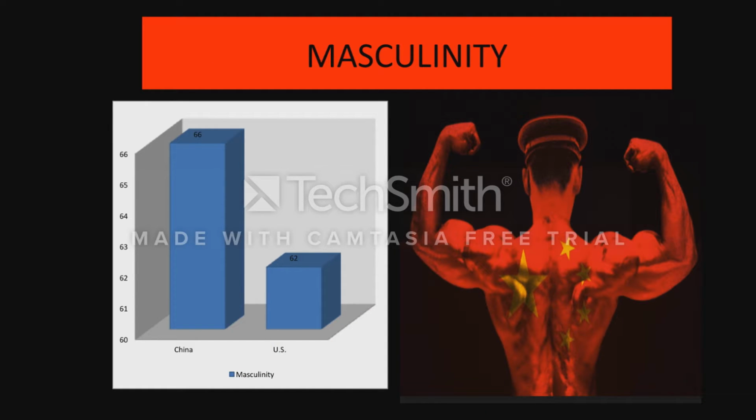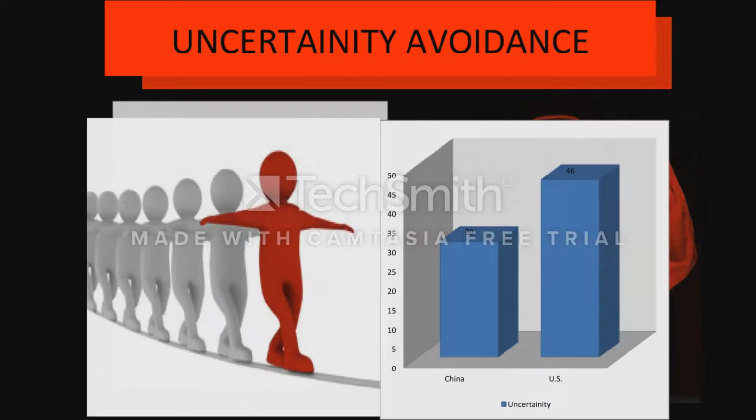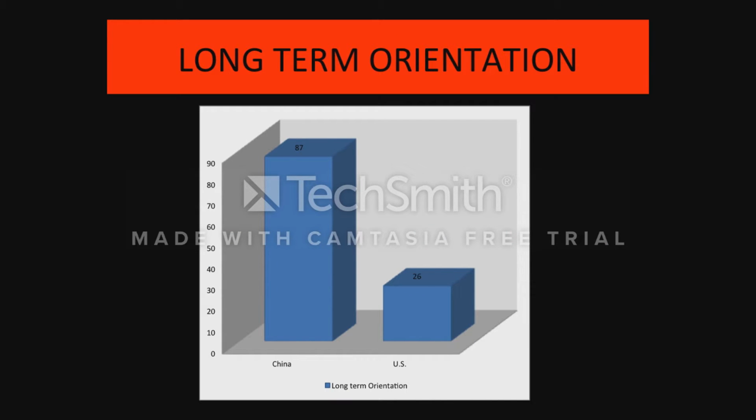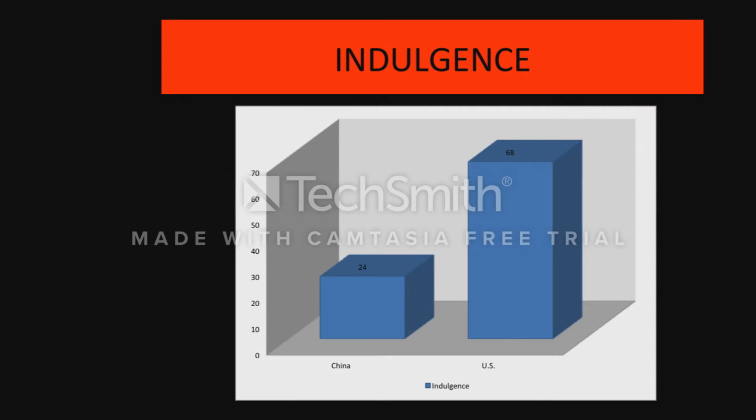When it comes to masculinity, rank-prone and competitive behavior are synonymous within the US and China. Within uncertainty avoidance, China scores lower than the US, meaning risk is not desirable and stability and structure are necessary. China and the U.S. fall on opposite spectrums when it comes to long-term orientation as well as indulgence.